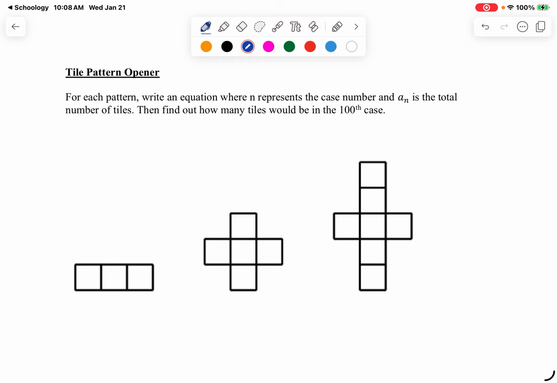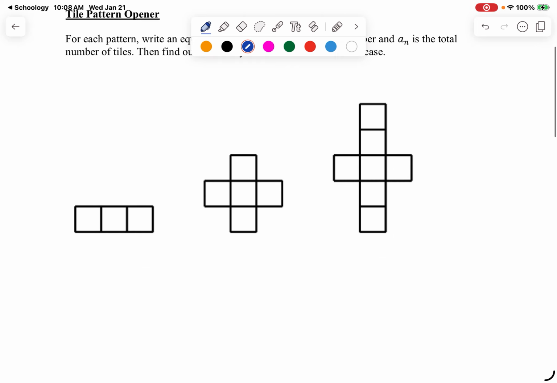Okay, so directions here are for each pattern, write an equation where n represents the case number and a sub n is the total number of tiles. Then find out how many tiles would be in the 100th case. Okay, so this is our first case, this is our second case, and this is our third case.